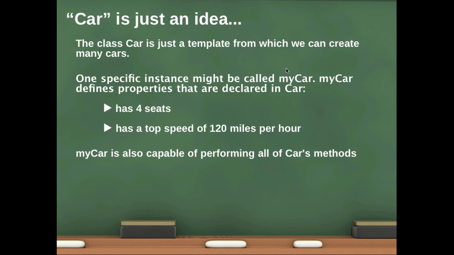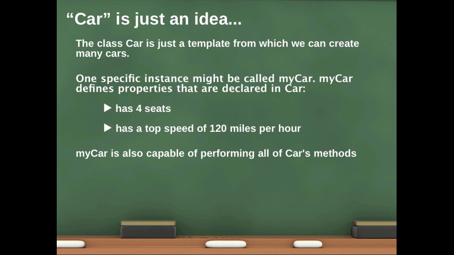So, a car is just an idea. It's just a blueprint. It's not really a specific car. It's the idea for a car. If we want to make a real car, then we have to instantiate a car from the Car class. So one specific instance might be called myCar. We can talk about myCar in terms of it being blue, having 4 seats, having a top speed of 120 miles an hour, and so forth. myCar is also capable of performing all of Car's methods.